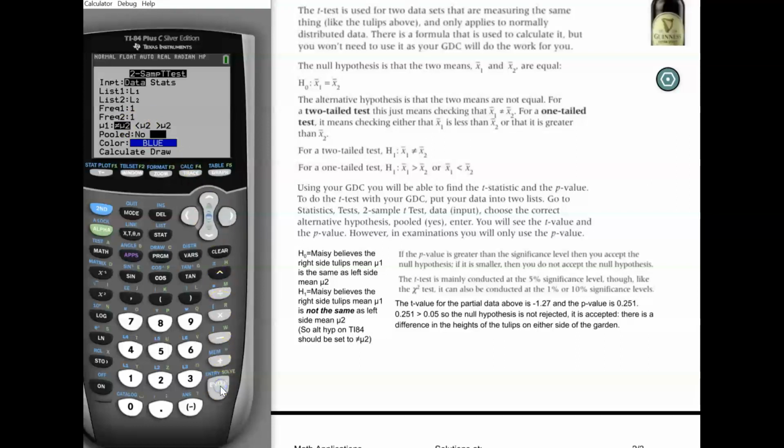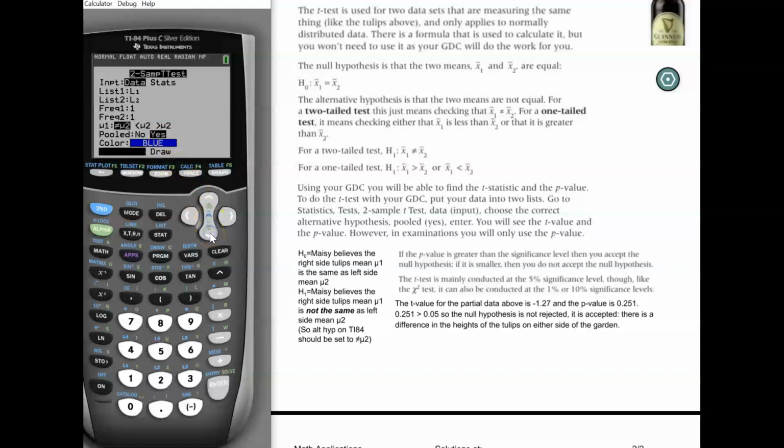Pooled, you will always put yes, and maybe the only time you wouldn't put yes is in your IA, and we can talk at the time of your IA about what this means. But basically what it means is that the two data columns are similar enough that you believe that each population has the same sigma, even if that small sample does not. If you had a larger sample, you believe that they would converge to the same sigma.